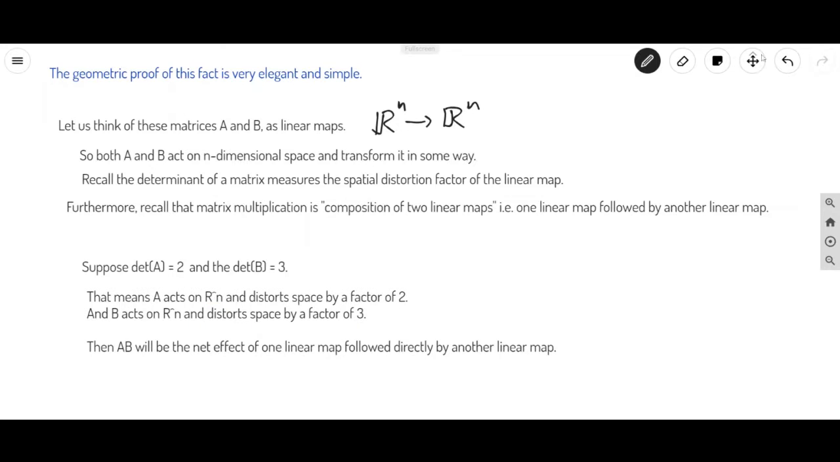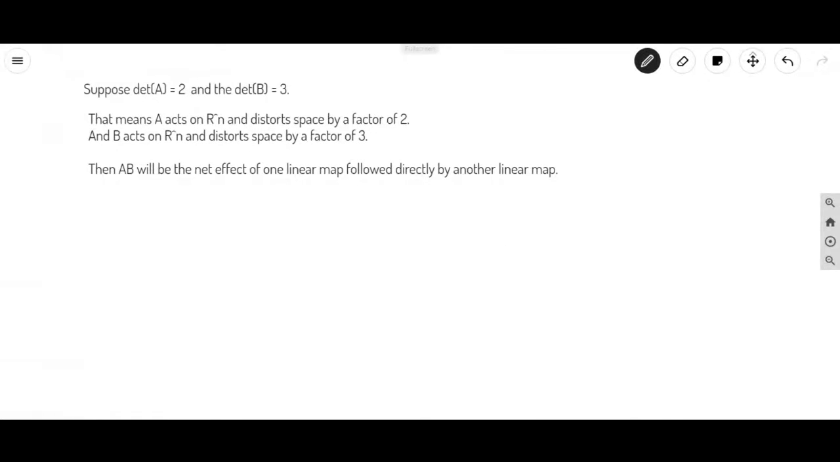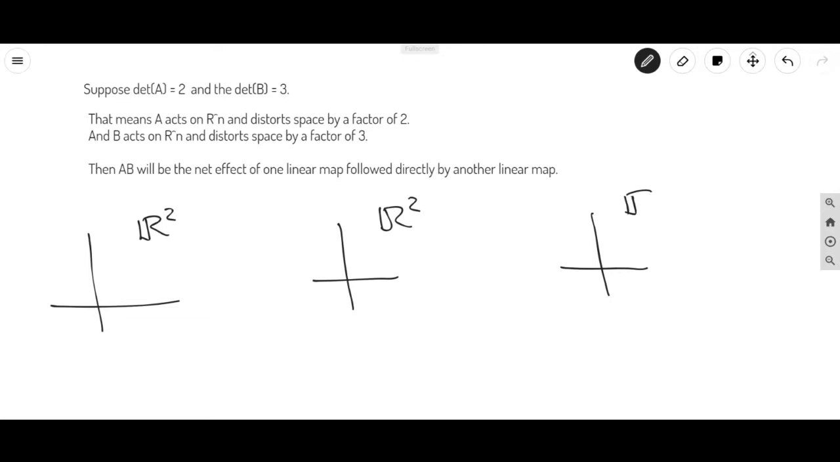So if I draw some pictures, maybe this will help clarify what we're saying. I'm just going to draw two-dimensional pictures because they're just easier to draw. So we have R2, okay? I'm going to draw R2 again. So let's suppose you have some kind of picture. Maybe you have, I'm not sure, maybe you have a right triangle, let's suppose.